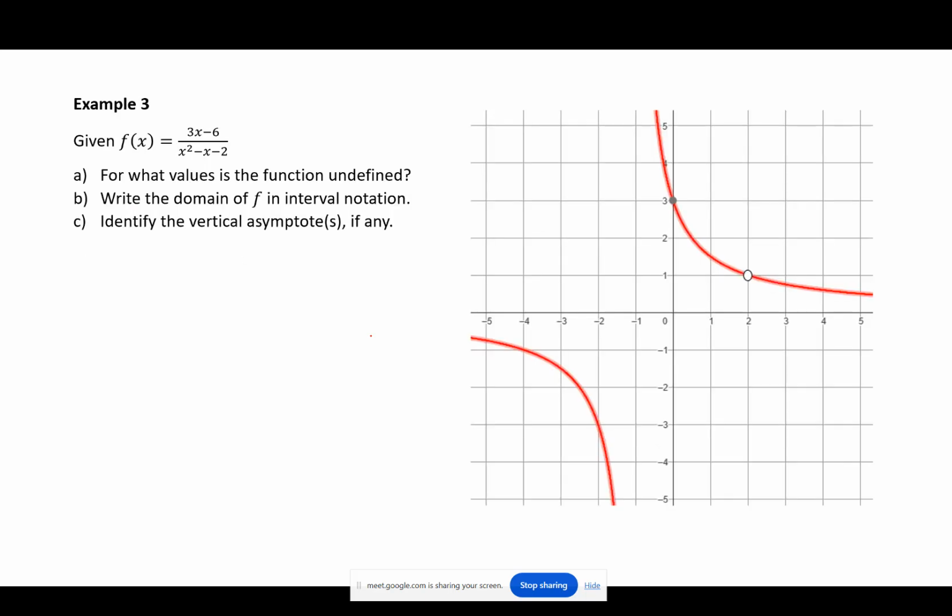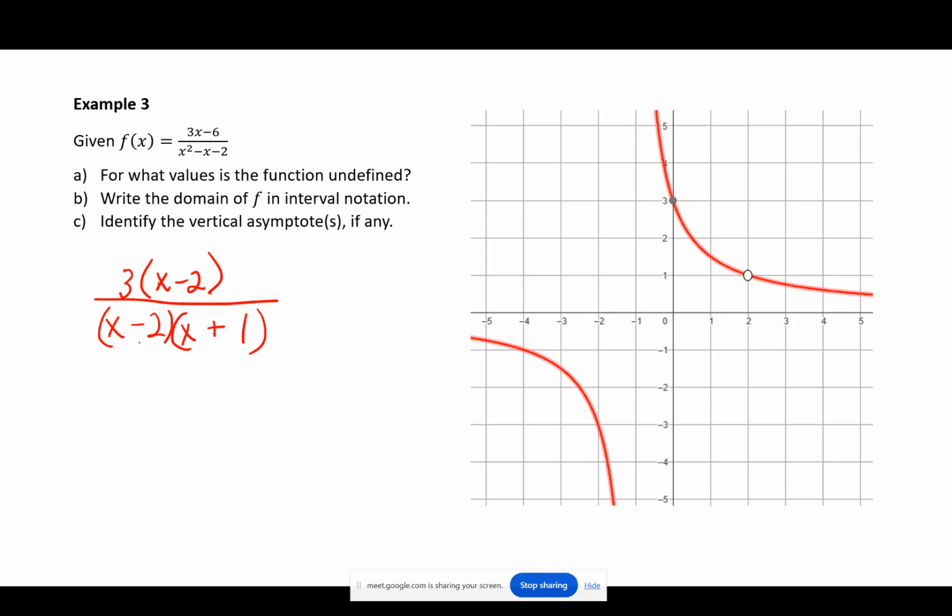All right, given f of x equals 3x minus 6, for what values is the function undefined? To understand what's going on here, first of all, we're going to factor the function. You can see there's a common factor of 3 in the numerator, so 3 times x minus 2. And then on the bottom, you're going to factor that, so you want a negative 2 and a positive 1 so that you can get a negative x. And you can see that there is a common factor on top and bottom that you could cancel, but then it wouldn't be the same function as it is now.